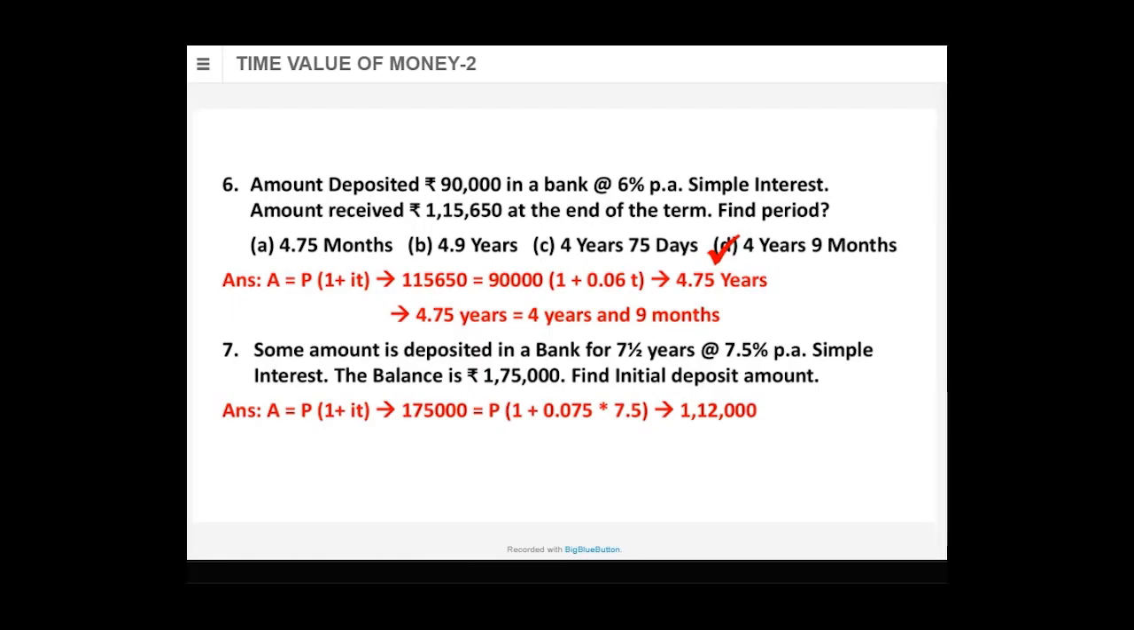You got 4.75. Wait a little, think about what you got. You got 4.75 years, not months. So the rate was in years, so the answer was in years.